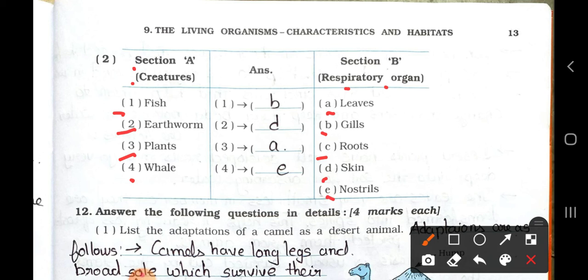Number 1, fish. Fish matches with the gills. Number 2, earthworm matches with the skin. Number 3, plants, matches with A, leaves. And number 4, whale, matches with E, nostrils. The respiratory organ of fish is the gills. The respiratory organ of earthworm is the skin. Earthworm respires through skin. Plants, respiratory organs, leaves. And whale, nostrils. Whales have nostrils.